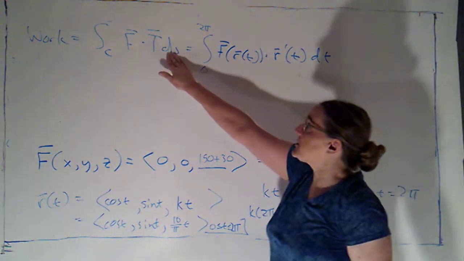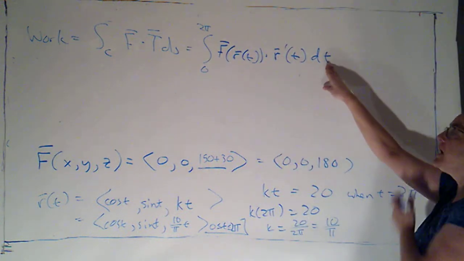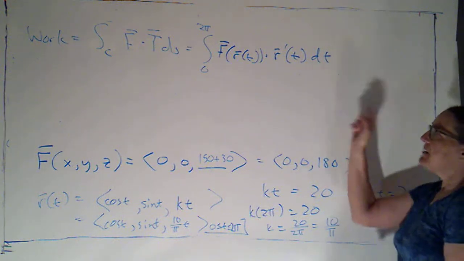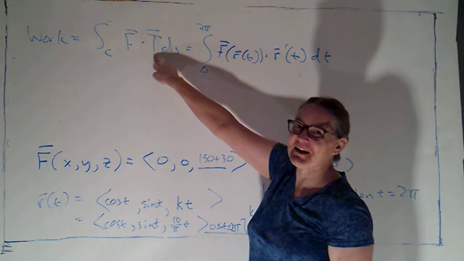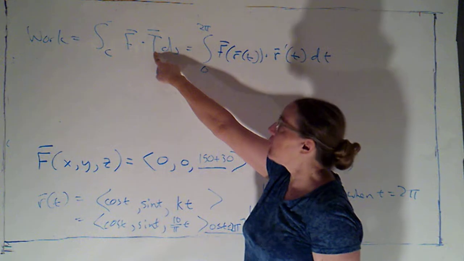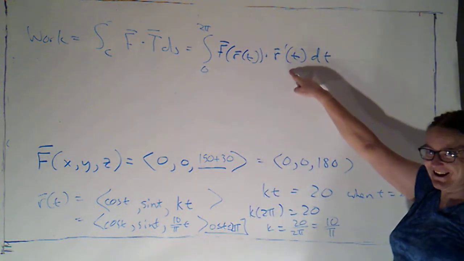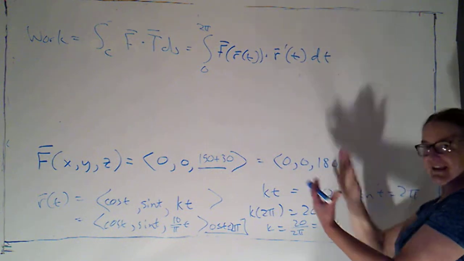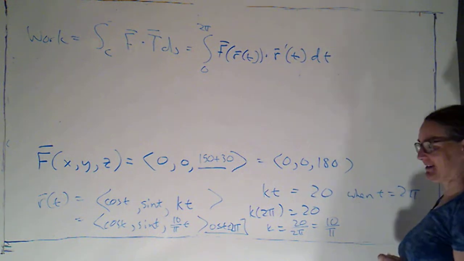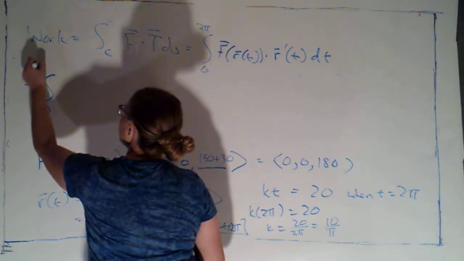Now, in general, when I switch from a ds to a dt, there's a scaling factor involved. The scaling factor here is the magnitude of r prime, but the magnitude of r prime is the denominator of the unit tangent vector. So when I switch from the normalized derivative, r prime normalized, to just the non-normalized derivative, r prime of t, that's canceling out that scaling factor. So it's not that there isn't one, it's that it's there, but it canceled. All right, so this will be the integral from 0 to 2 pi.